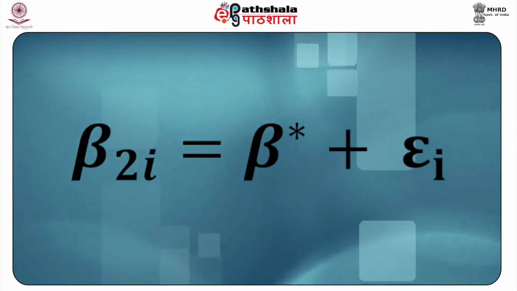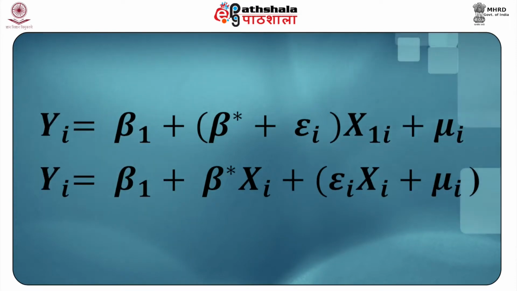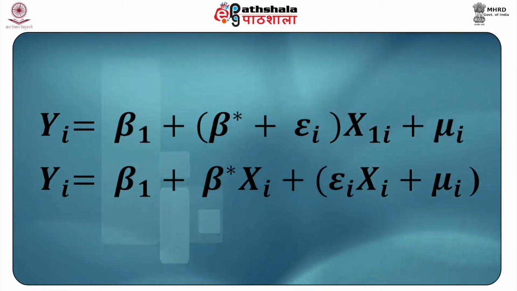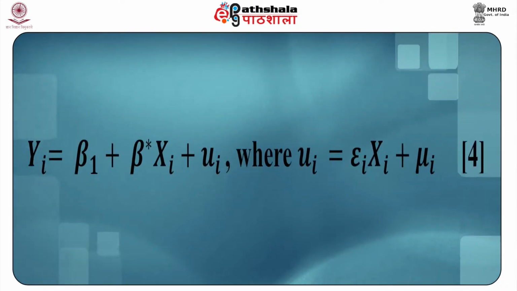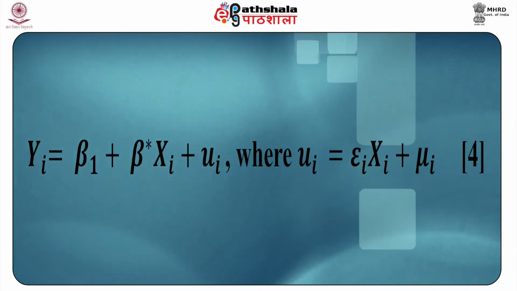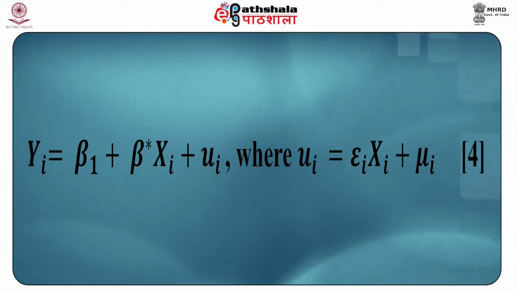To illustrate the concept of heteroscedasticity, let us assume that the slope coefficients vary randomly around some fixed value beta star. Then we can say beta 2i equals beta star plus epsilon i, or yi equals beta 1 plus beta star plus epsilon i times xi plus mu i, or yi equals beta 1 plus beta star xi plus epsilon i xi plus mu i, or yi equals beta 1 plus beta star xi plus mu i star, where mu i star now equals epsilon i xi plus mu i. Now, equation 4 shows that the error term mu i will vary with xi and will have unequal variance.